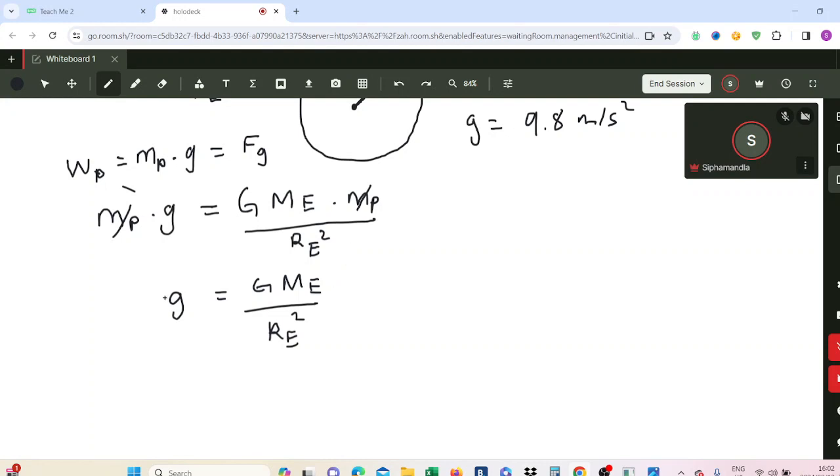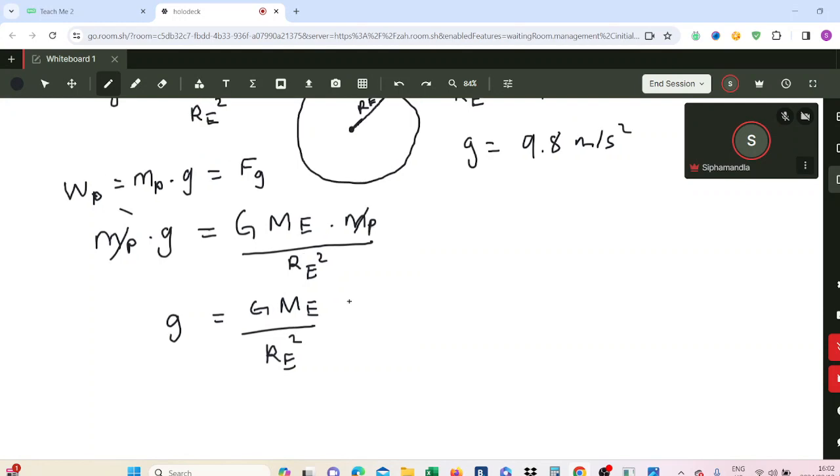Okay, in a test or an exam, they can just say, prove that all the objects on the earth experience the same gravitational acceleration. You just have to do this, and you can see that the gravitational acceleration doesn't depend on the mass of any object that is on the earth, right? Okay, now this is so important to do.